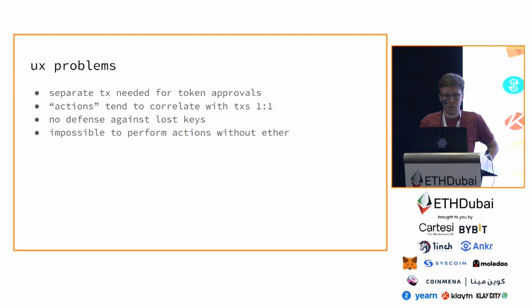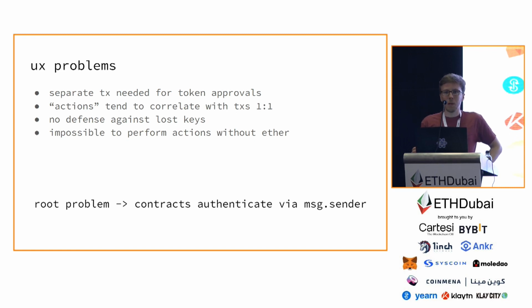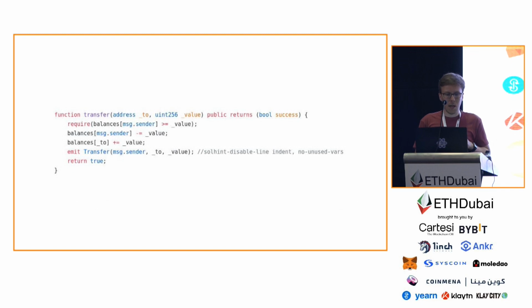And the root problem, and this might be a bit technical, but if you've ever looked at a smart contract, you might be familiar with this, is that the way contracts usually authenticate the user interacting with them is just by looking at this message.sender value. To give an example, this is the ERC20 standard transfer function, and in there you can see that just to determine which account actually sent the transfer, so which account to take the balance out of, the contract just looks at this message.sender value.